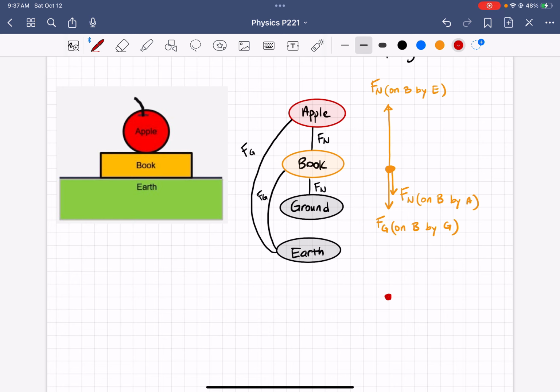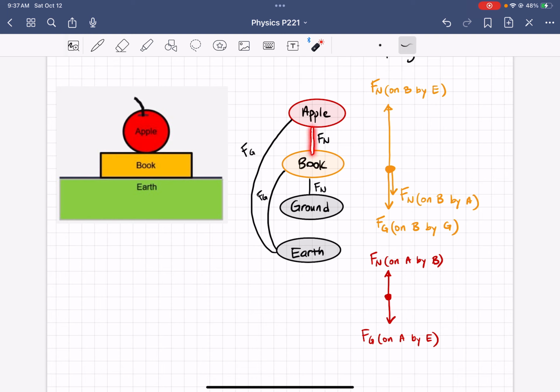Now, when you study Newton's third law, you will learn that it states that any 2 interacting objects will exert equal and opposite forces on each other. In this diagram, every line I mentioned before does not have a directionality to it. Each line really represents a pair of equal and opposite forces, one acting on each object at the end of that line. So in this case, we see up here a downward force, which we called force normal on the book by the apple, and then we see an upward force that we labeled force normal on the apple by the book.